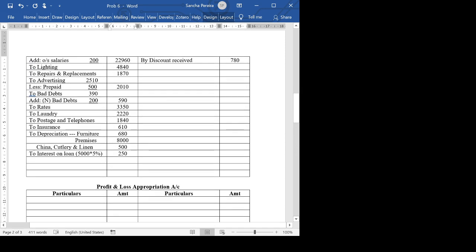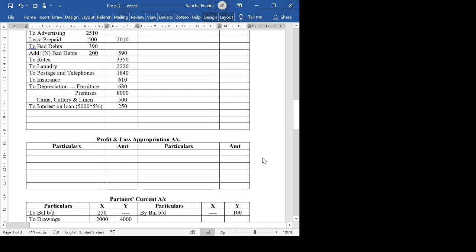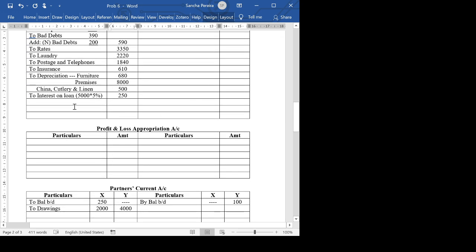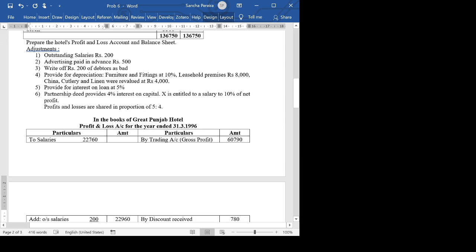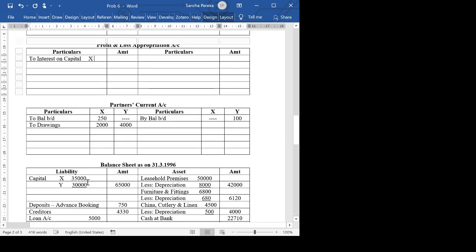Okay. Now we come to the various payments to partners. The partnership deed provides 4% interest on capital. So first we will see that. Now this interest on capital is an expense to the business. So since it's an expense to the business, it goes on the debit side of the profit and loss appropriation account. To interest on capital for X, the rate is 4%. So 4% of 35,000 comes to 1,400, and for Y it is 4% of 30,000, which will be 1,200.